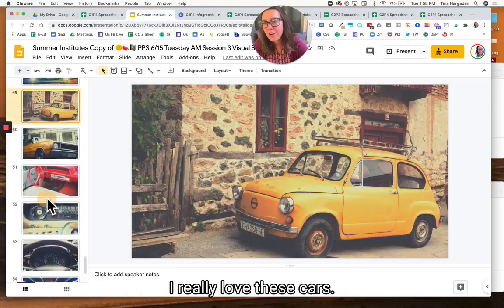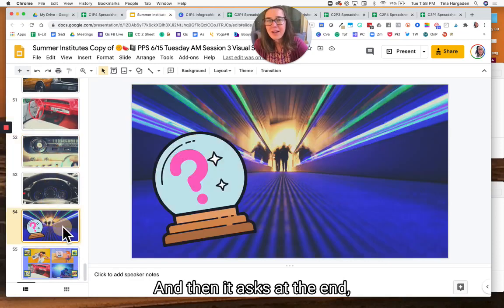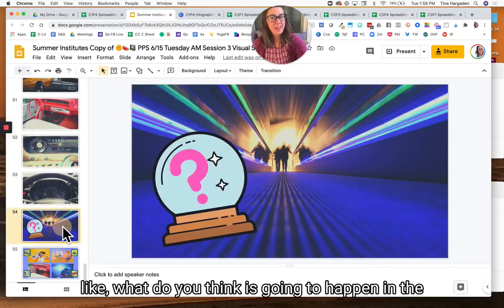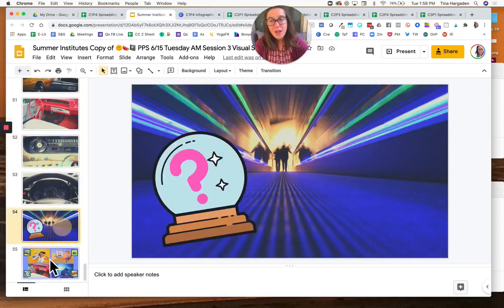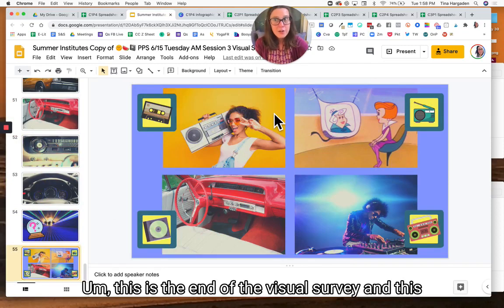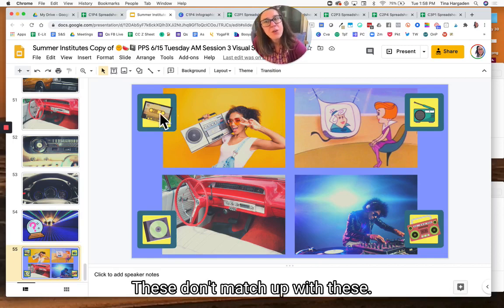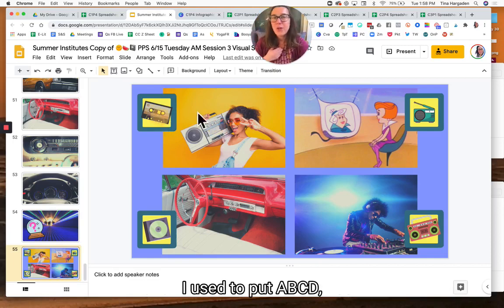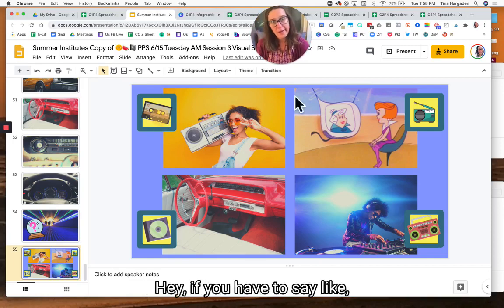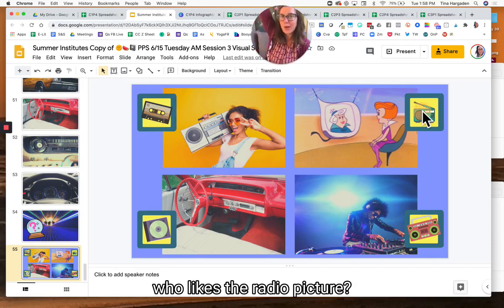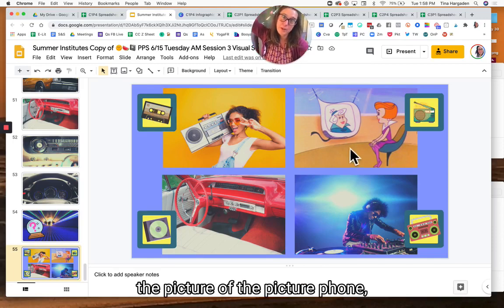I really love these cars. They're super cute. And then it asks at the end, what do you think is going to happen in the future of technologies? This is the end of the visual survey, and this is the survey part. These don't match up with these, okay? I used to put A, B, C, D, but then I thought, if you have to say, who likes the radio picture? You know, the picture of the picture phone.